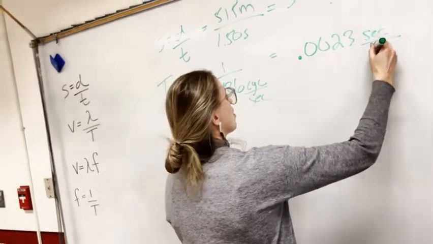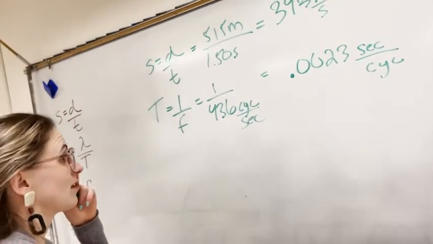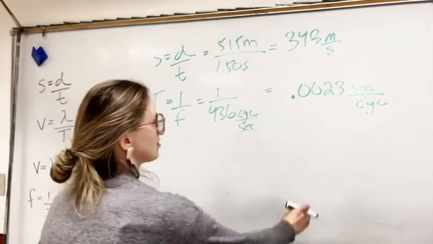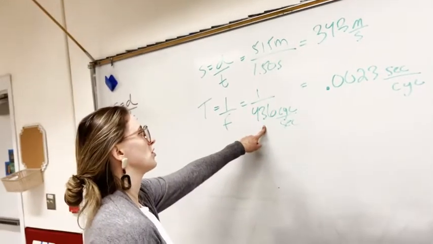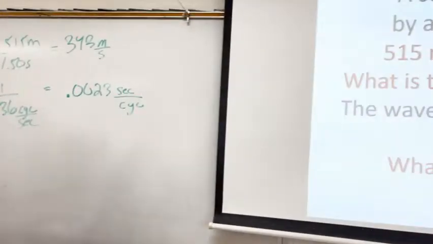See that 436 cycles per second is a pretty high frequency. So it's going to have a very small period. That makes sense. Try clapping your hands 436 times in 1 second. When we get into sound, we'll see examples of this.